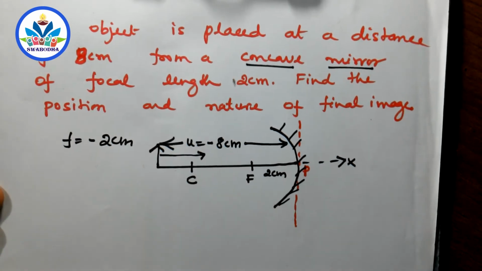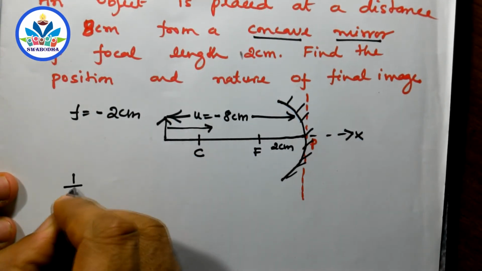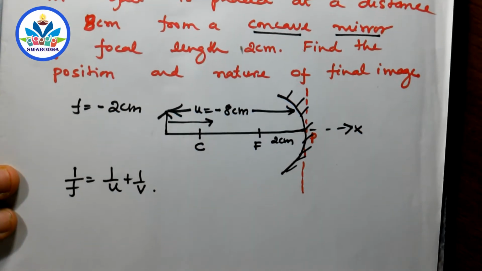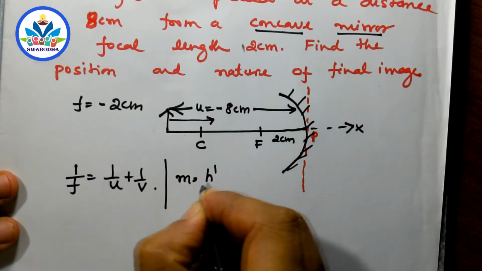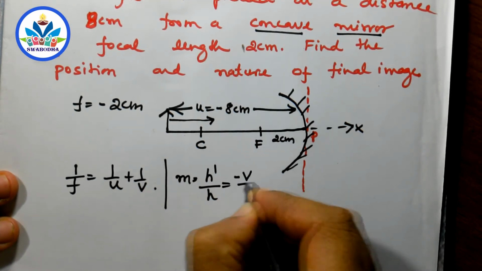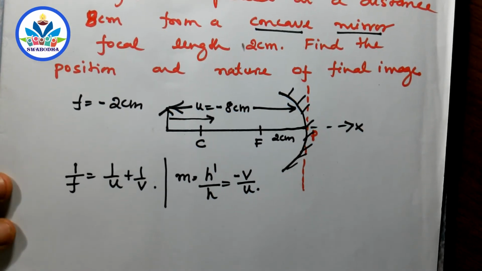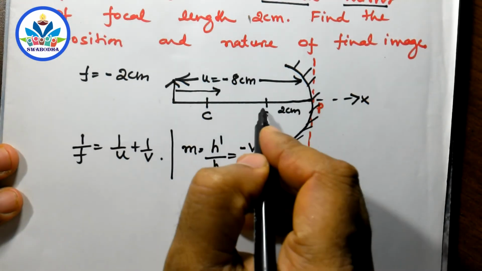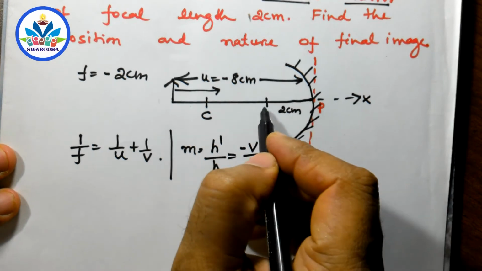Now you have the mirror formula: 1 by f is equal to 1 by u plus 1 by v. And magnification is equal to height of the image by height of the object, that is equal to minus v by u. That's what we have derived just now. Now substitute the values. 1 by focal length: the actual focus comes here. In a concave mirror, the rays of light actually meet, so that comes to the left, minus 2.